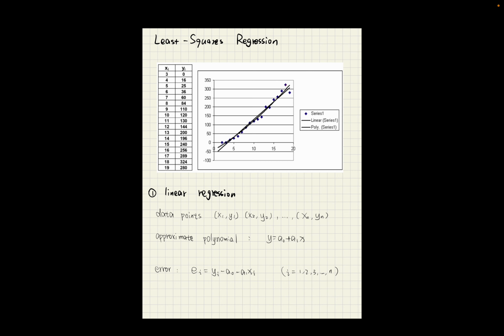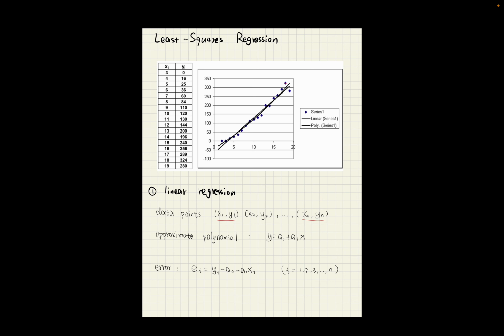Okay, now linear regression, we have data points, as I mentioned, let's say from x1, y1 all the way up to xn, yn, and we know that the final result is close to a polynomial like this, which is linear. Then we also have error for our regression.